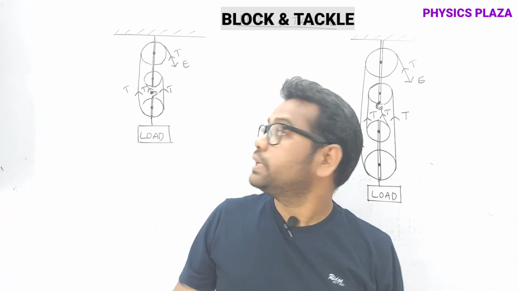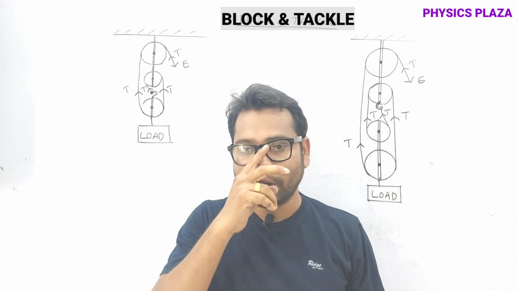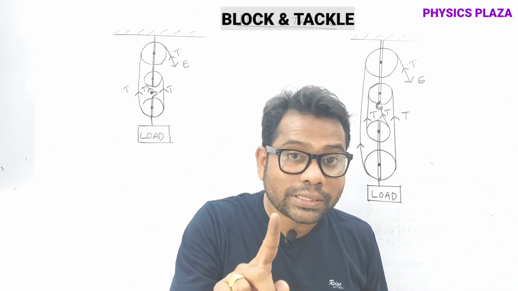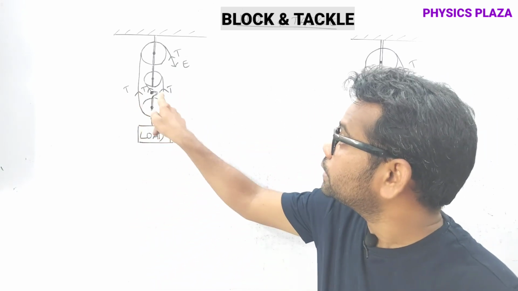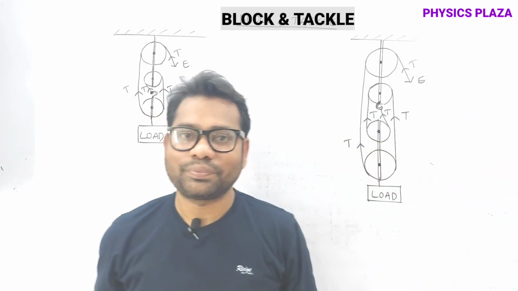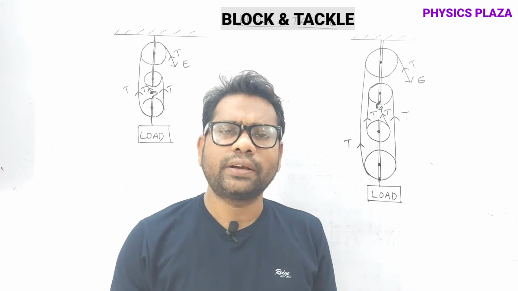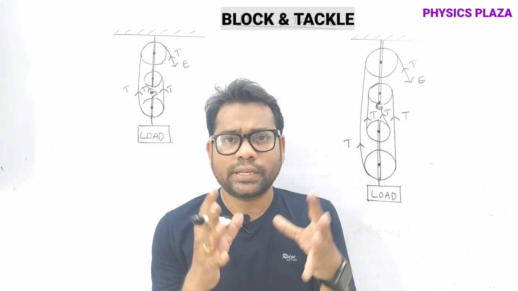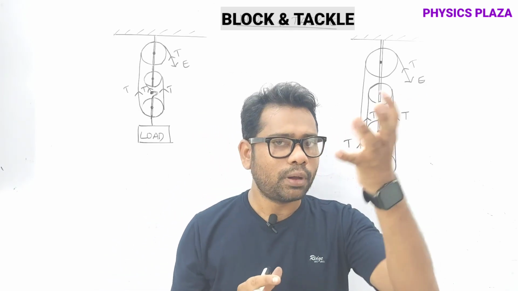And one more important thing, here we are using the ideal string only, and that too only one single string, so that you can see tensions are the same in all segments of the string. Tensions are same. Is that clear? Fine, children. And here, as I said, there are two types of blocks, upper block and lower block.